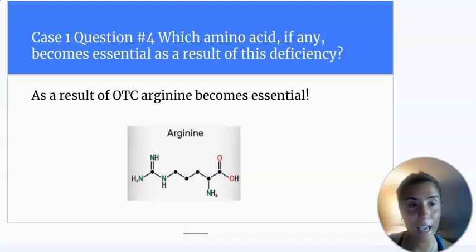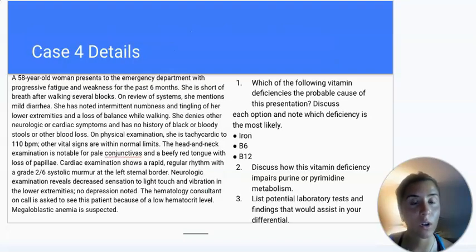Moving on to Case 4, which is our next case in this assignment. The case presents a 50-year-old woman to the emergency department with progressive fatigue and weakness for the past 6 months. She is short of breath after walking several blocks. On review of symptoms, she mentions mild diarrhea. She has noted intermittent numbness and tingling of her lower extremities and a loss of balance while walking. She denies other neurologic or cardiac symptoms and has no history of black or bloody stools or other blood loss.